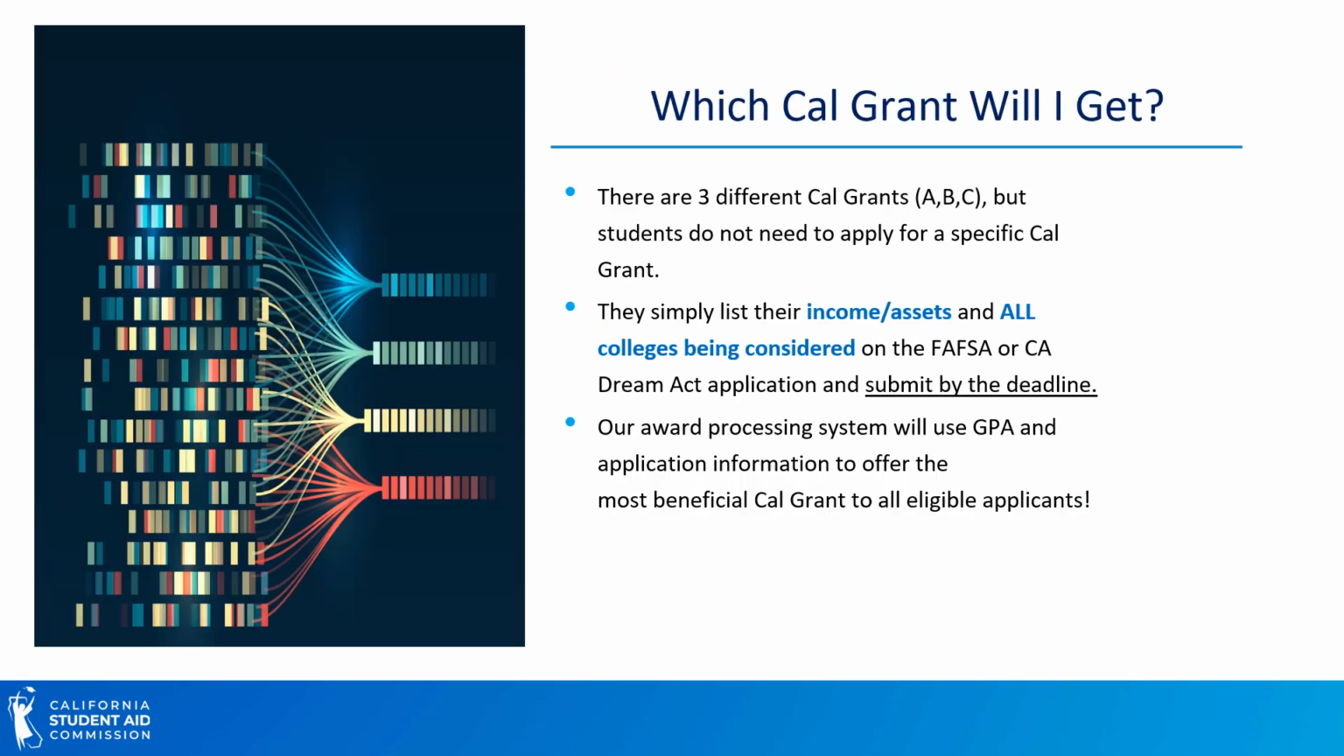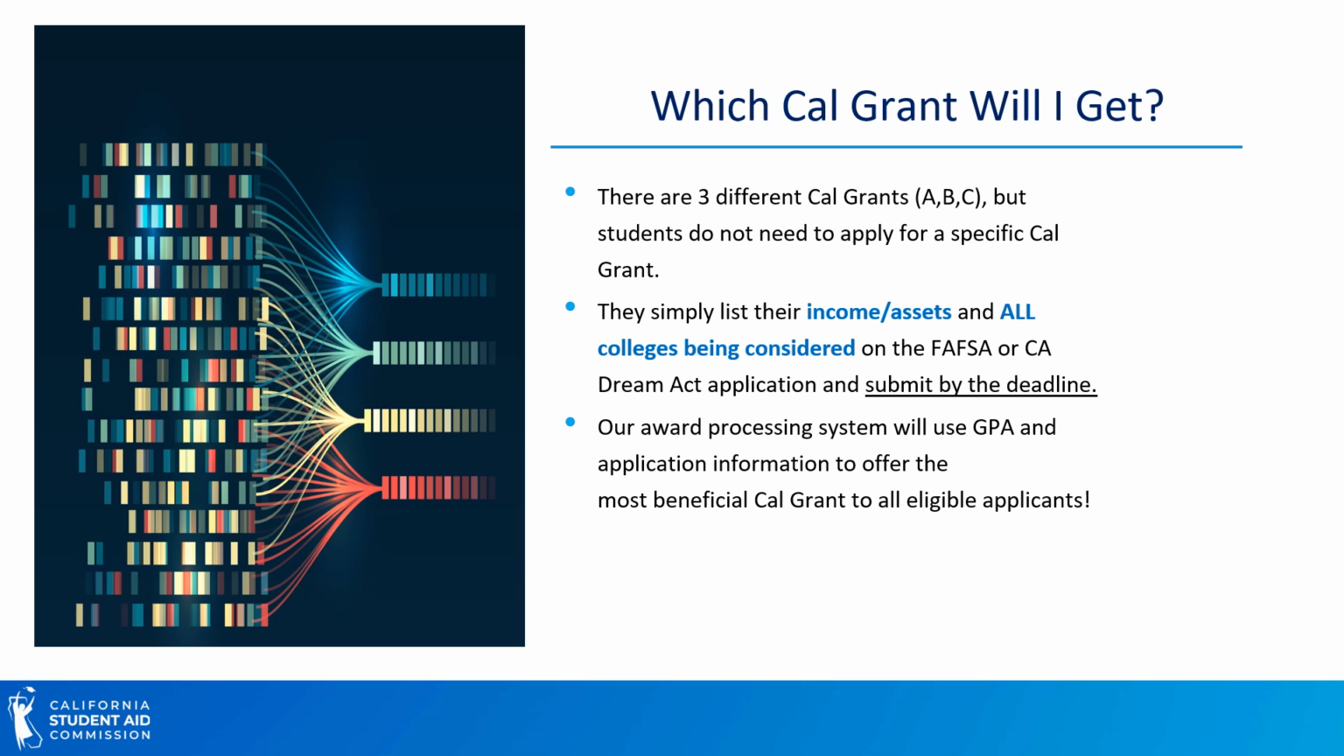Now, as you saw from this presentation, there are 3 different Cal Grants, Cal Grants A, B, and C. We also have 2 deadlines, March 2nd and September 2nd. That can get a little confusing for our students. The good thing is that students do not need to remember all the little details because they are not applying for a specific Cal Grant. They simply need to list their income and assets and the colleges being considered on the FAFSA or the California DREAM Act application, and more importantly, apply on time.